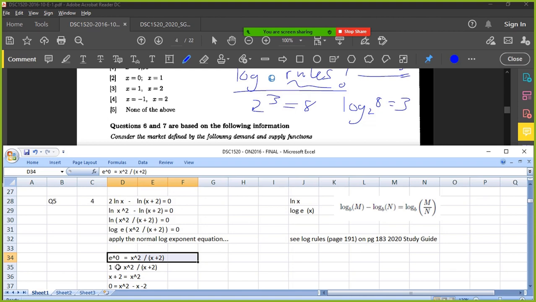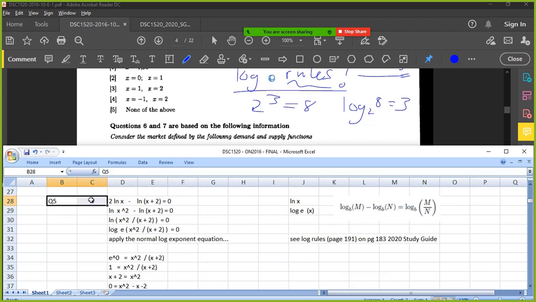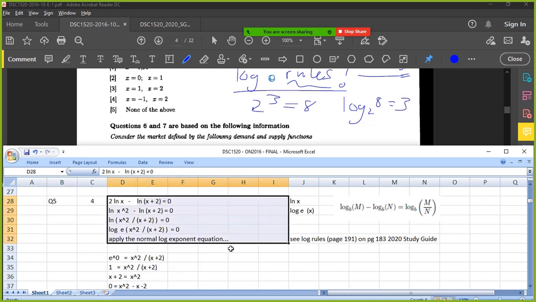Then I'll have 1 equals x squared over x plus 2. The x plus 2 goes to the left. You leave the x squared on the right, and then you solve. Here you've got a trinomial. When you solve, you get x is 2 or x is minus 1. If you look at the options, I went with option 4 here: x equals minus 1 and x equals 2. Are you happy with the approach? Is that okay?